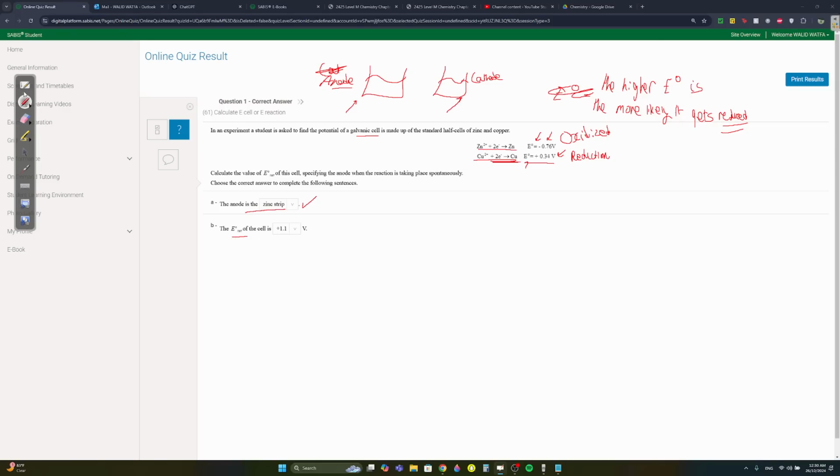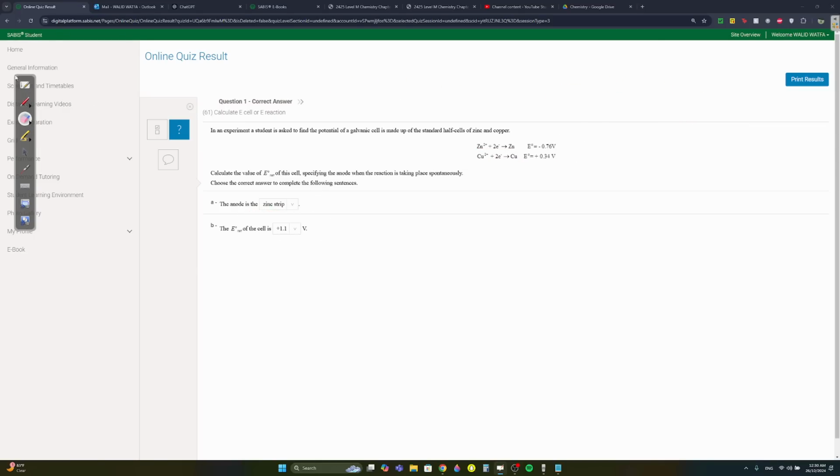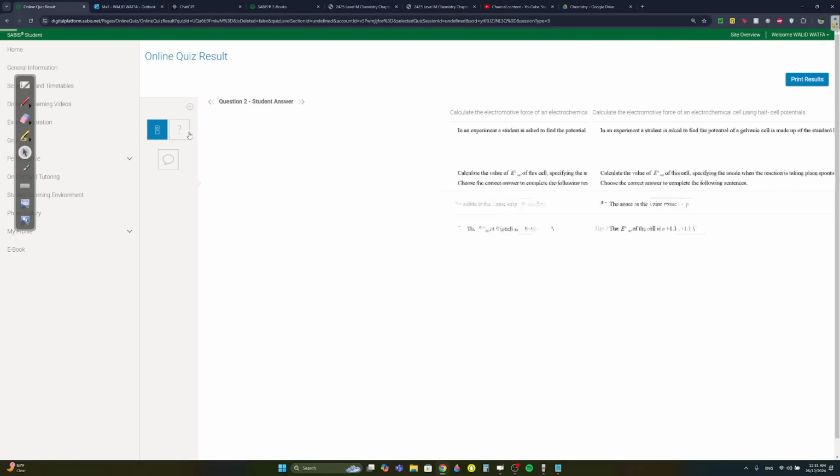How do you find E net? It's so easy. Basically, you take your positive one and you add it to the opposite of your negative one. So 0.76 plus 0.34 and you get 1.1. You just add them, but before you add, you have to make both values positive. That's it. It's so easy. Question 2.